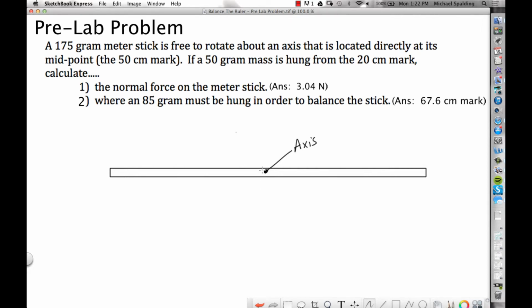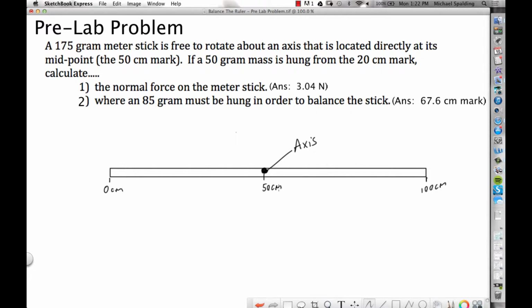Okay, so pre-lab problem. So we have a meter stick. The axis, we're told in the problem, is directly in the middle of the meter stick. So let's just say this is the 0 centimeter end. A meter stick has 100 centimeters, so over here, this would be the 100 centimeter end. So the axis is right at the 50 centimeter mark.